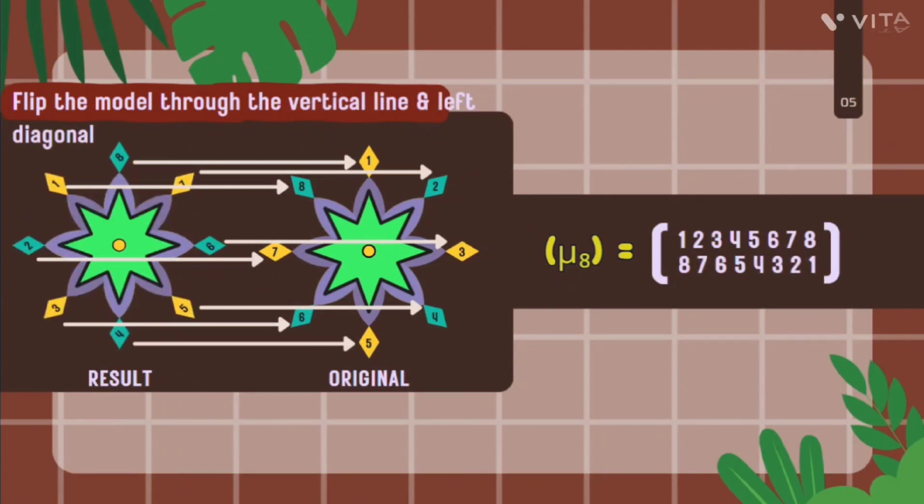Next, we have here the mu sub 8, and after flipping the model through the vertical line and left diagonal, this is now the result. So as you can see, we have 8 maps to 1, 7 maps to 2, 6 maps to 3, 6 maps to 4, 4 maps to 5, 3 maps to 6, 2 maps to 7, and 1 maps to 8.